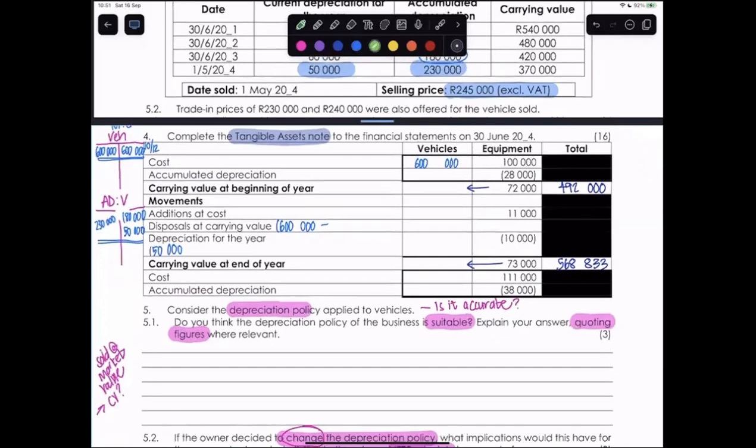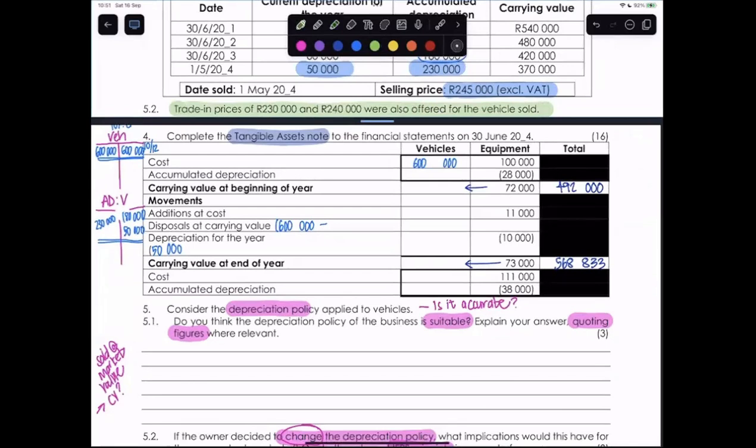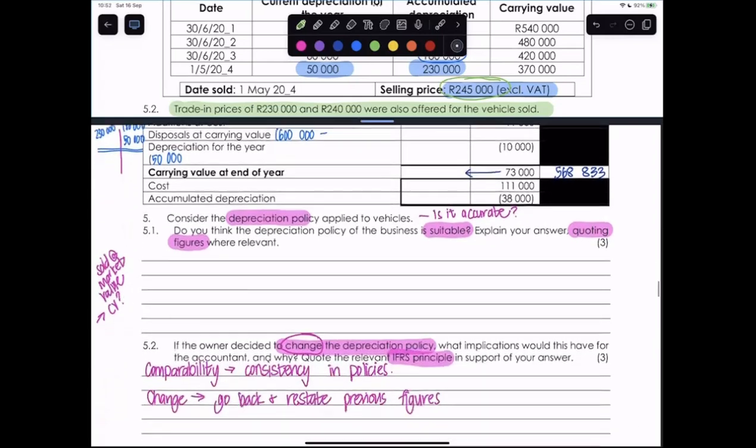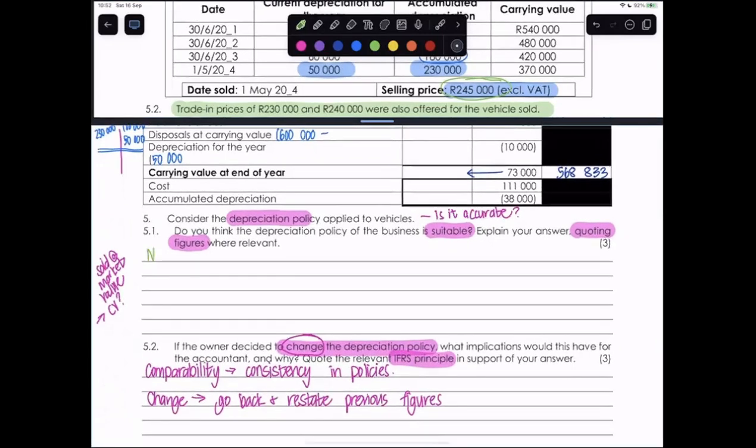Notice over here that the information tells us that trade-in prices of 230 and 240 were also offered on the vehicle. So if we compare that to the actual selling price, you can see that it's in line. They got the best price they possibly could. They certainly weren't selling at a loss just because they were trying to sell it fast. They actually got a pretty decent price. So that immediately tells me that there's something fishy with the depreciation policy because it's not being depreciated enough. And you can see that because the carrying value was much higher than the market value.